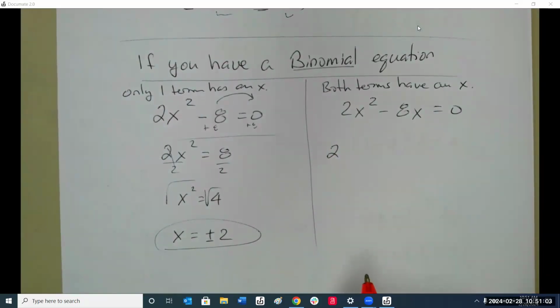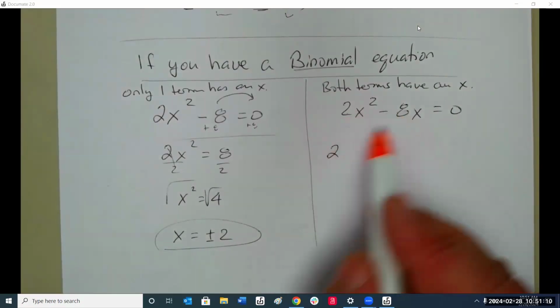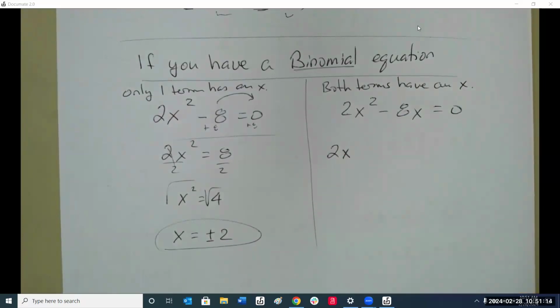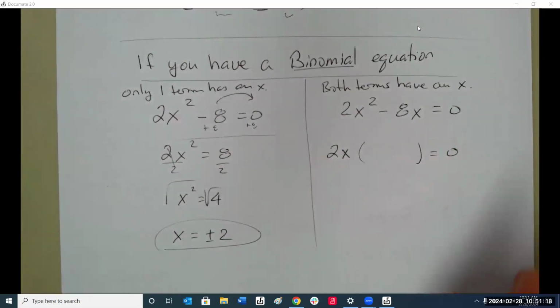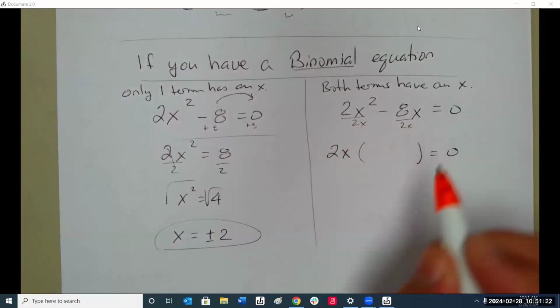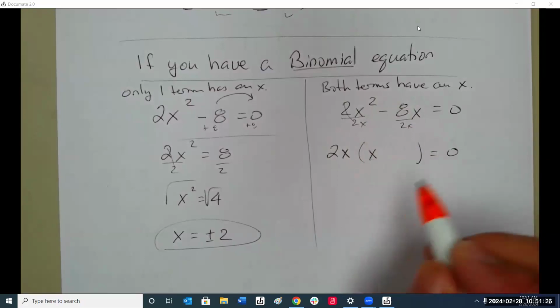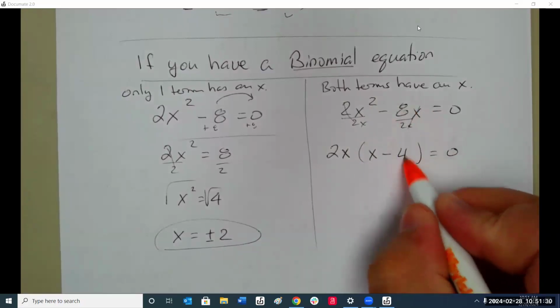What's that? 8? No. This one doesn't have an 8. They both have a 2 in common. Anything else they have in common? They have at least one x in common. So we divide both of these terms by 2x. X squared divided by x is simply x. Minus 8 divided by 2 is 4.